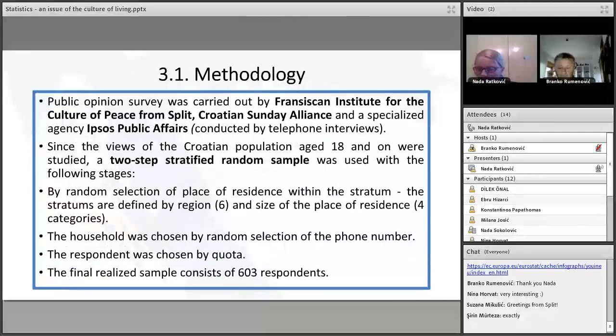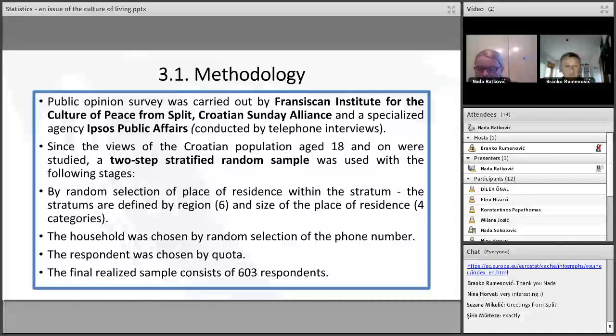Here is the methodology of the work. It is a public opinion survey carried out by the Franciscan Institute for the Culture of Peace from Split, the Croatian Sunday Alliance, and the agency Ipsos Public Affairs. It was conducted by telephone interviews. 603 respondents gave answers, that is the sample, and the population aged 18 and over was studied.